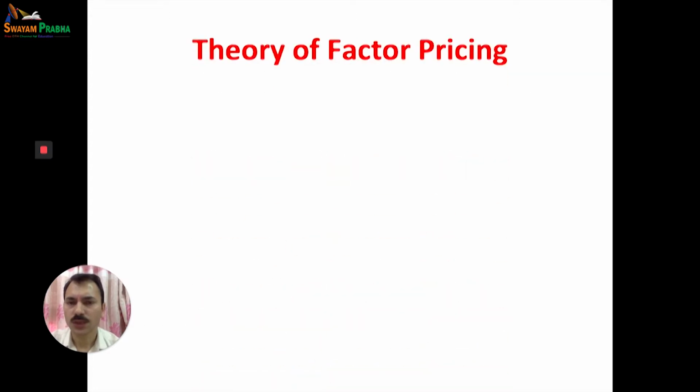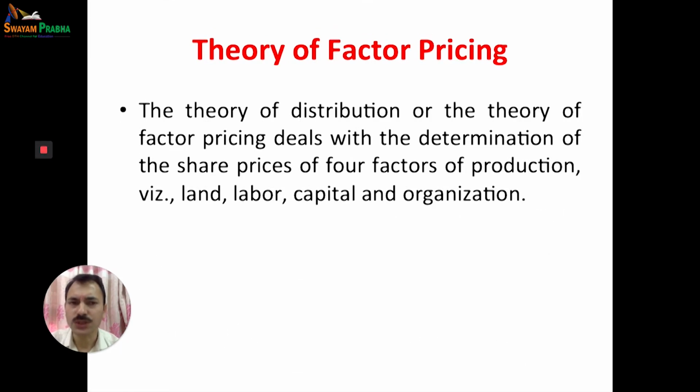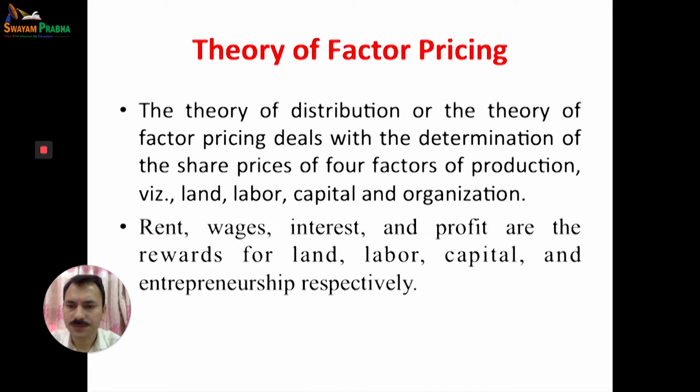So let us define what is theory of factor pricing. The factor pricing is also known as the theory of distribution. It deals with the determination of the share prices of four factors of production, that is land, labor, capital, and organization or entrepreneurs. Rent, wages, interest, profit are the rewards for land, labor, capital, entrepreneurs respectively. The payment, the reward made to the land is known as the rent. The payment, the reward paid to the laborer is known as the wages. And after using the capital we pay interest. And for entrepreneurs, profits.